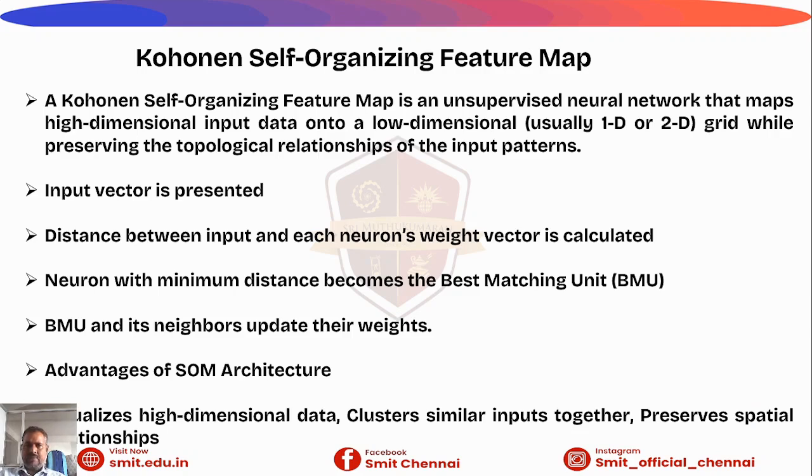It is an unsupervised neural network that maps high dimensional input data onto a low dimensional, one dimensional or two dimensional grid while preserving the topological relationships of the input patterns. Input vector is presented, distance between input and each neuron's weight vector is calculated. Neuron with the minimum distance becomes the best matching unit, BMU. BMU and its neighbors update their weights. Advantages of SOM architecture: visualize high dimensional data, cluster similar inputs together, preserve spatial relationships.